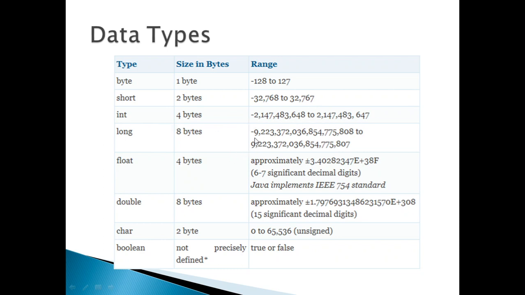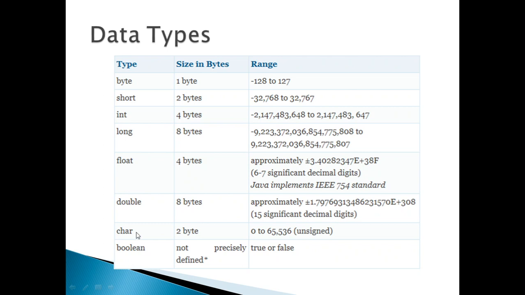Okay, so long has more capacity. So this is the longest integer that we can store in a long. And float has an even higher range of values that can be stored. So it takes decimal digits. Basically, the range is plus or minus 3.4 followed by decimal numbers to the power of 38. And double is above float. So here there are 15 decimal digits. Float has only 6 to 7 significant decimal digits.